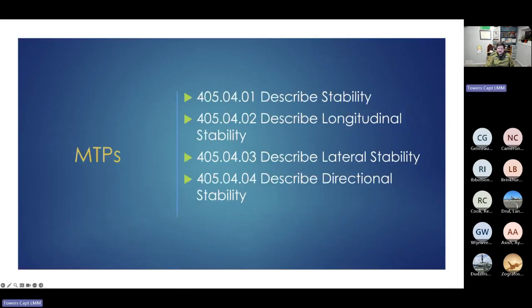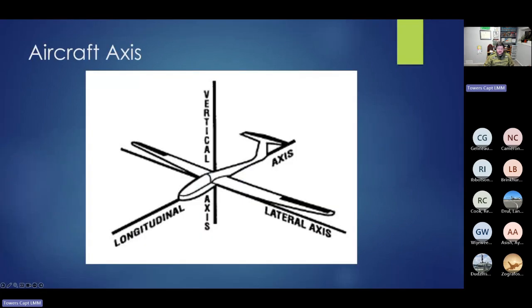Teaching points that we're going to be going over: we're going to describe stability. We're going to talk about longitudinal stability, lateral stability, and directional stability. This class will cover the different types of stability and ways each can be attained or enhanced. Understanding the stability of aircraft will help you understand more about how to keep the aircraft stable during flight and understand why different design characteristics are used when building aircraft. That's why stability is important to understand.